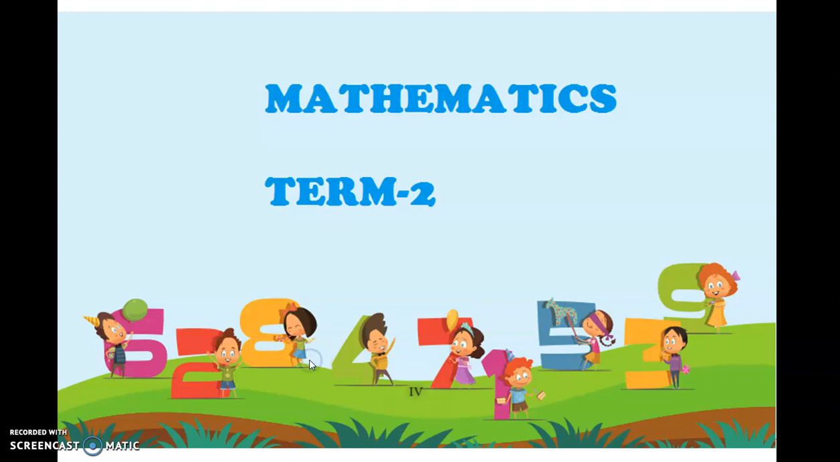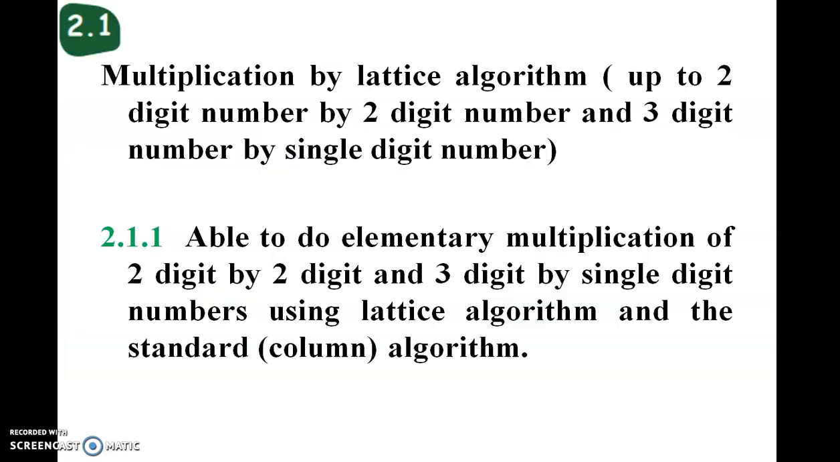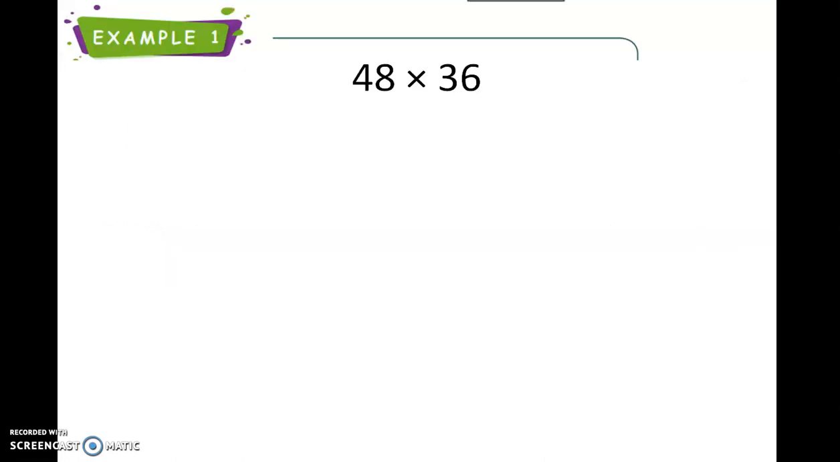Standard 4 Term 2 Mathematics. Welcome friends, today we are going to see about Unit 2 Numbers. Multiplication by lattice algorithm up to 2-digit by 2-digit number and 3-digit number by single-digit number. Friends, here is an example.